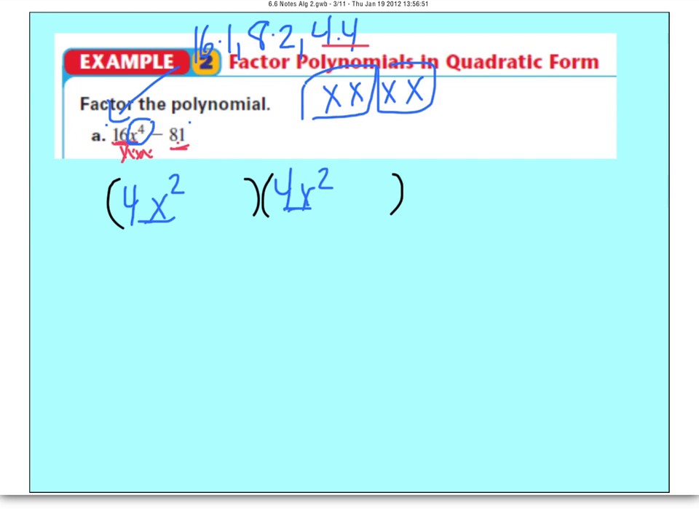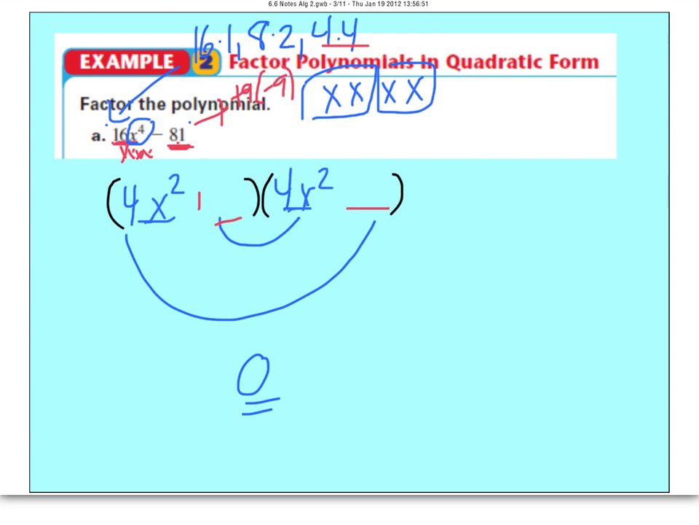Notice there is no middle term on here, so it means when I multiply this and add it up, it'll zero out. My only other option is I have to break negative 81 up into two numbers and put those here. So 81 is either going to be 81 and 1, or 9 and 9 might work. What if we try plus 9 times negative 9? So I'm going to do plus 9 minus 9. Now if you notice this, 9 times 4x squared is 36x squared. 4 times x squared times negative 9 is negative 36x squared. When you add these two terms together, you get 0, so it actually works.